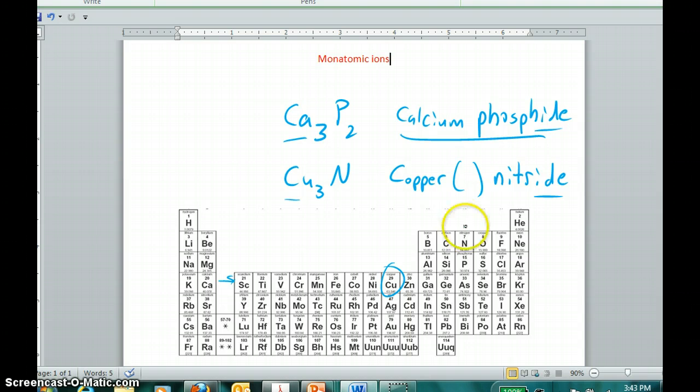And then I think that since nitrogen is in group 5, as an anion, it acquires 3 extra electrons to have its octet, and therefore it's a -3 anion, which means that these 3 cations together add up to +3. Well, that means they each have to be +1 if 3 of them add up to +3. So this is in fact copper 1 nitride.